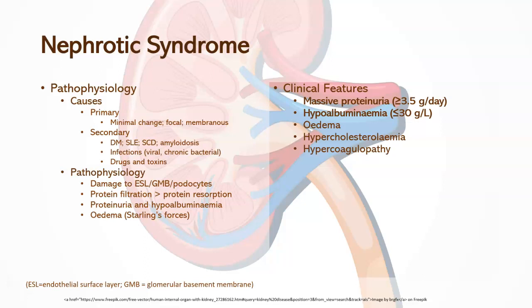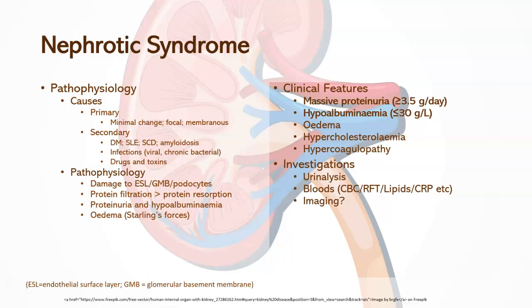These patients have massive proteinuria, more than or equal to 3.5 grams per day, hypoalbuminemia with an albumin level of less than or equal to 30 grams per liter, and may also have edema, hypercholesterolemia, and hypercoagulopathy.